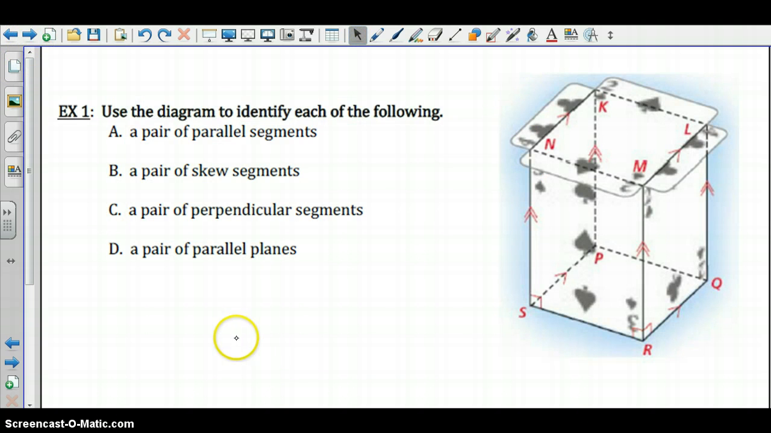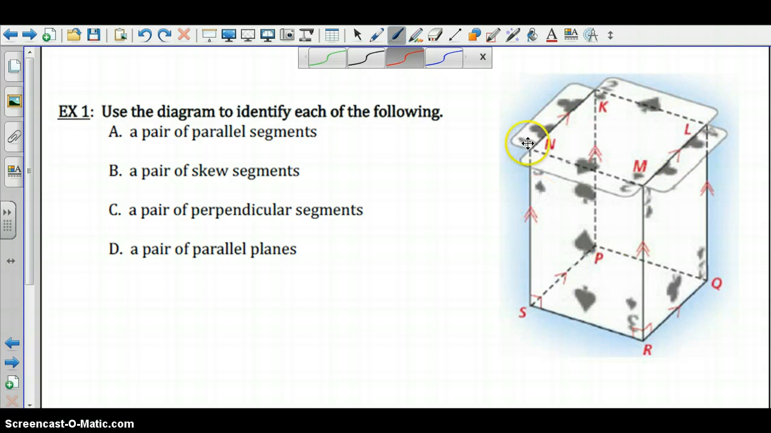Let's try example 1. Let's use the diagram to identify each of the following. First, we need to identify a pair of parallel segments. So let's look at a pair of segments that would be parallel. Well, these markings show we have parallel segments.